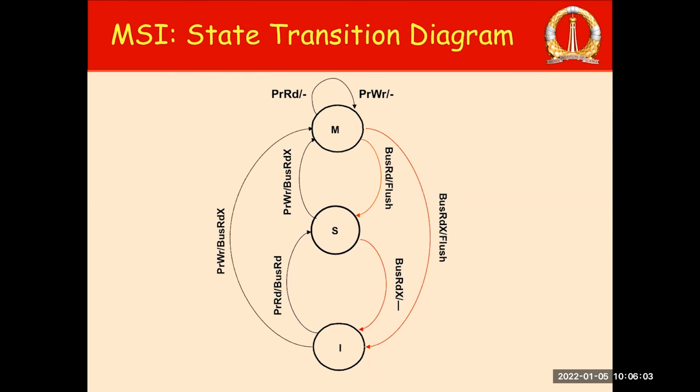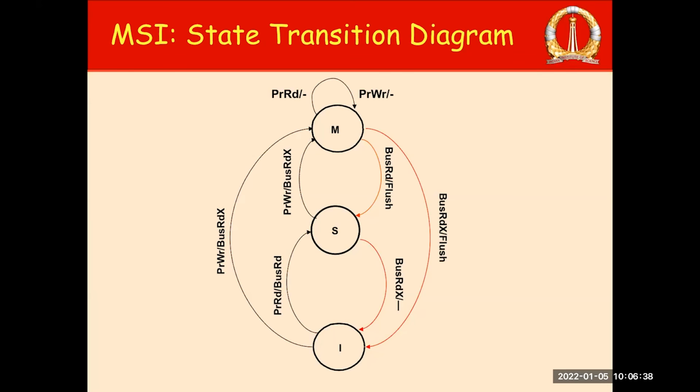Similarly, if it is in the invalid state and it wants to write into the data, then it copies the block and it also generates the bus read exclusive signal, so that any other processor which has this data in the shared form can go ahead and invalidate it. So this is how the MSI protocol works. And there are more complex protocols like the MESI protocol or the MOESI protocol and so on.